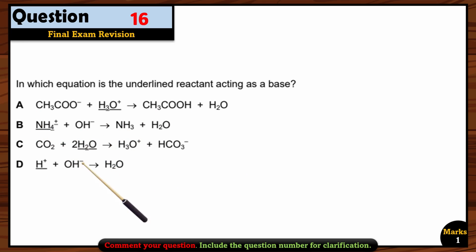The base will accept the proton. So this is a water molecule. The water molecule in the product has changed to H3O+. It means now it has one more hydrogen ion. So it is actually accepting the proton. So for the water molecule, option C is the right option. It is acting as a base over here. Okay, so option C is correct.